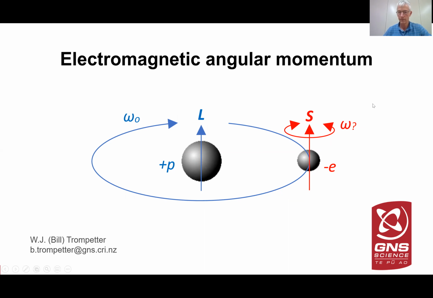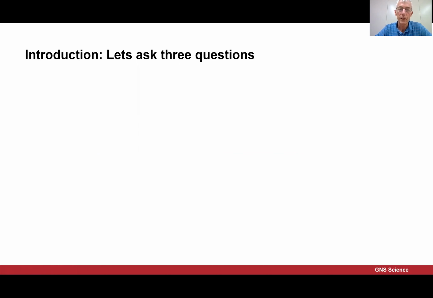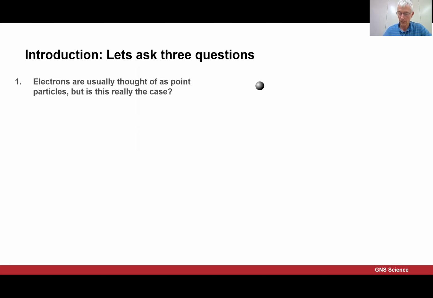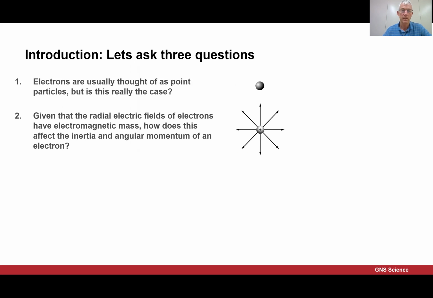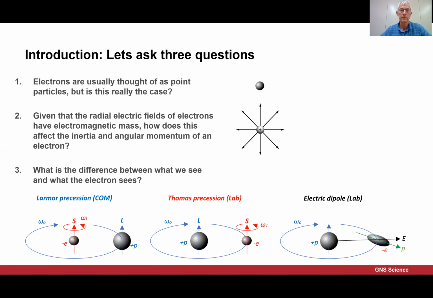To set the scene, I'd like to pose three questions for you to briefly think about. The first is that electrons are usually thought of as point particles, but is this really the case? We know that charges have extended electric fields which emanate from the charge. So how does this affect the inertia and the angular momentum of an electron?